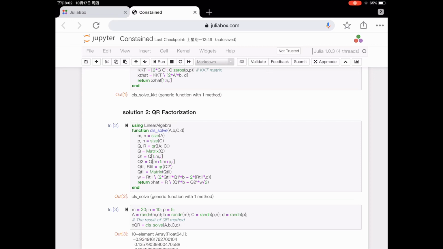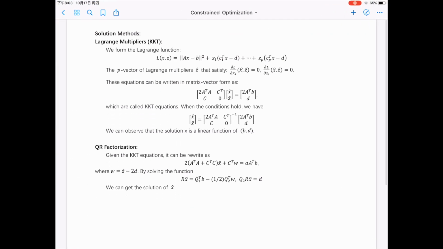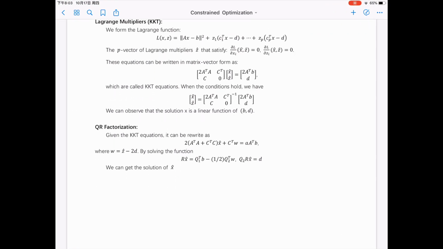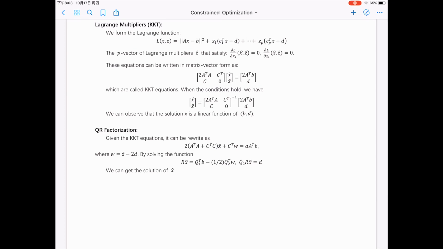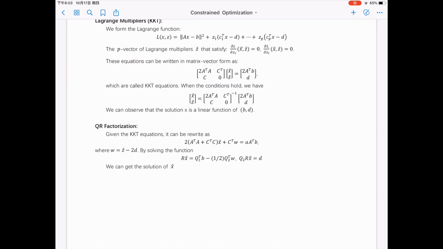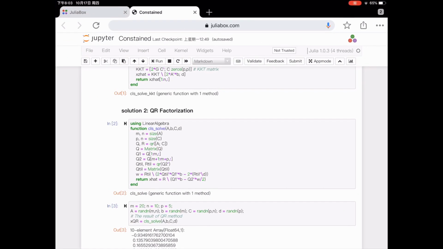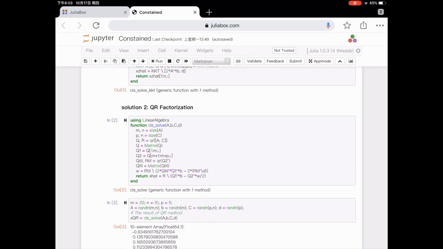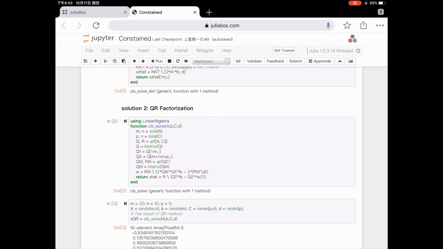Solution 2 is to build a QR factorization function by using the KKT function. The function can be rewritten like this. And in Julia, we need to determine the matrices A and C, and then combine the two matrices to make a new one. Use QR to represent the QR factorization matrix.